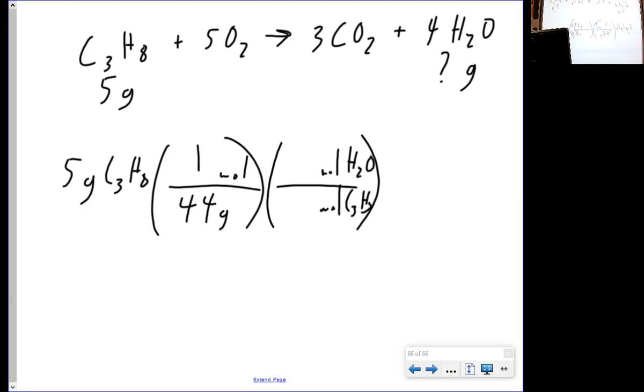Look again. No, that's grams. 1 to 4. Excellent. 1 for this guy, 4 for this guy. If you're going from moles to moles, you're using your coefficients from your balanced equation.